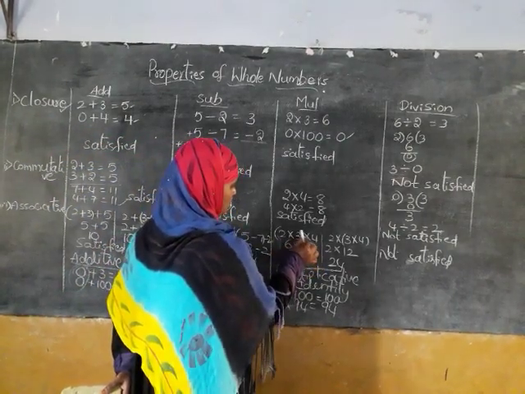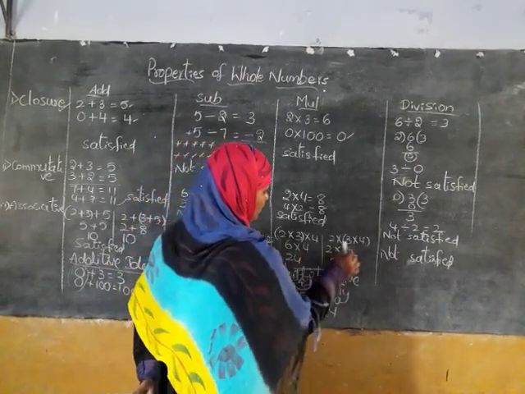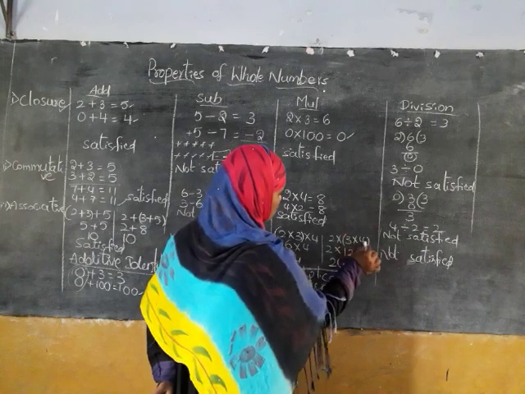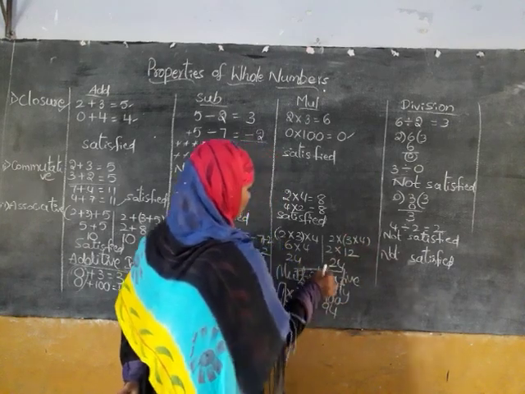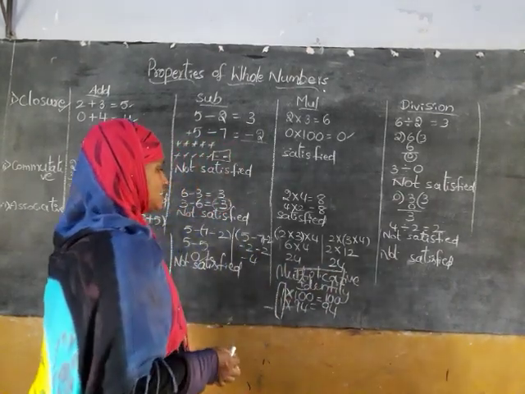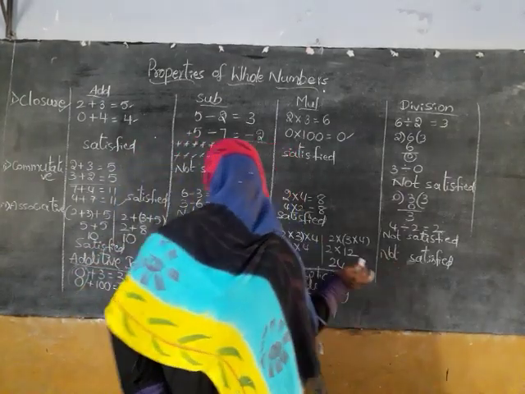Now multiplication. You multiply the numbers which are in the brackets first. So 6 fours are 24. Here the bracket is for 3 into 4. So 3 fours is 12, 12 twos is 24. We get the same answer. From this you can say that associative property is satisfied under multiplication and it is not satisfied for division.